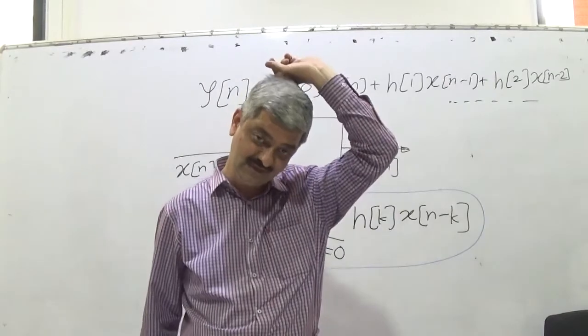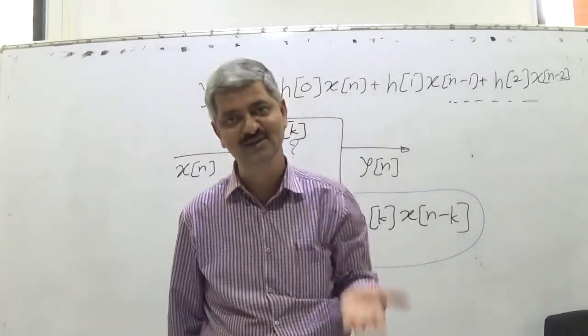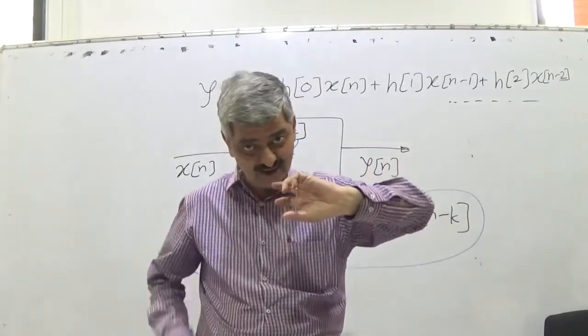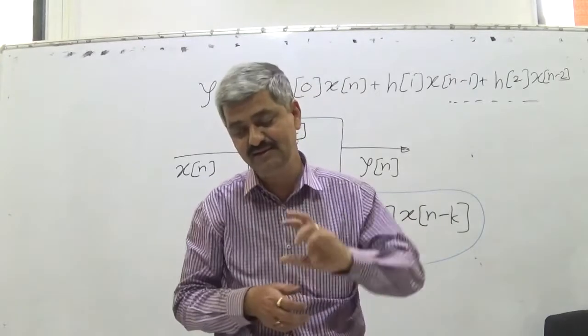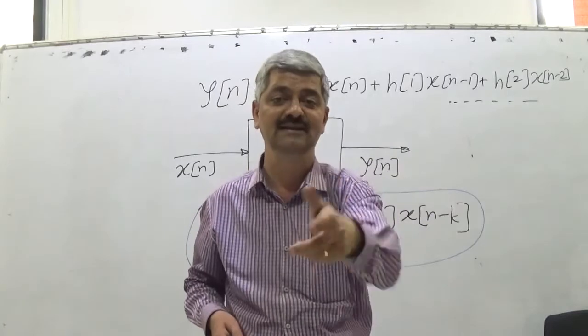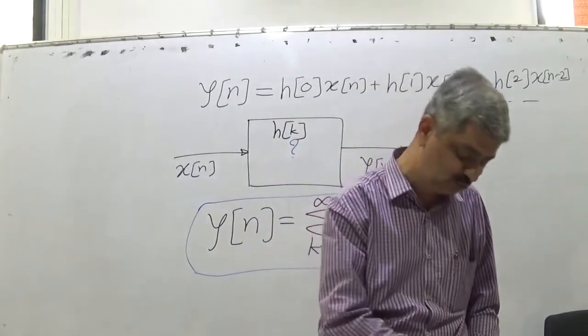In case of a continuous system, what is input? Input is a function. What is output? Output is also a function, xt, yt. And how are these related? These are related by the transfer function ht. Understanding transfer function ht is not so easy.